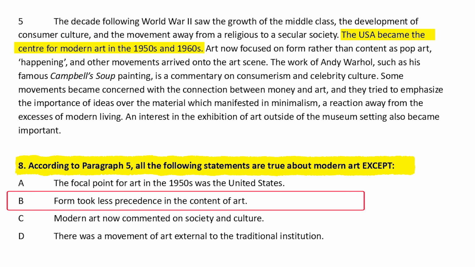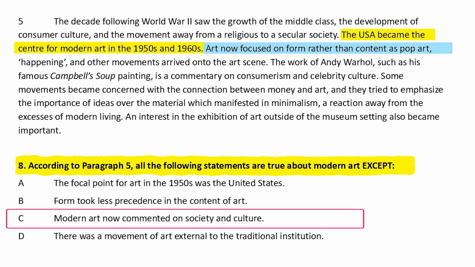Let's check out B. Form took less precedence in the content of art. The paragraph says, art now focused on form rather than content. So form actually became more important, not less. That makes B the one false statement, so B is the correct answer. Now let's see why C and D are incorrect. C. Modern art now commented on society and culture. This is true. The passage gives Andy Warhol's Campbell's Soup painting as an example of how modern art commented on consumerism and celebrity culture. So C is accurate.